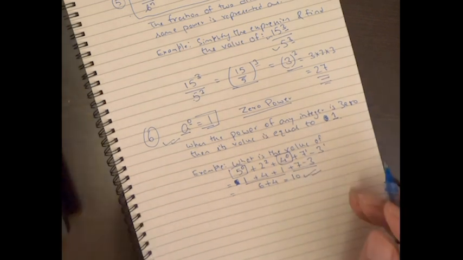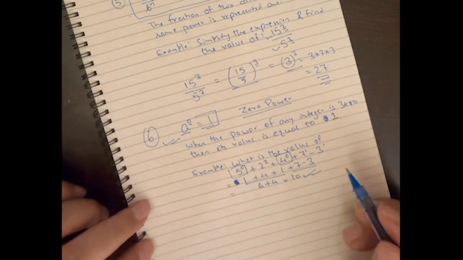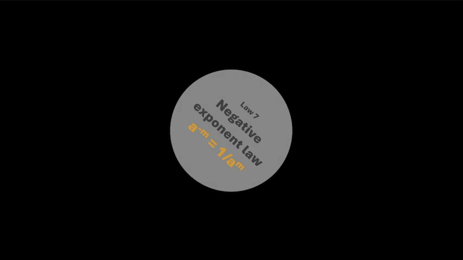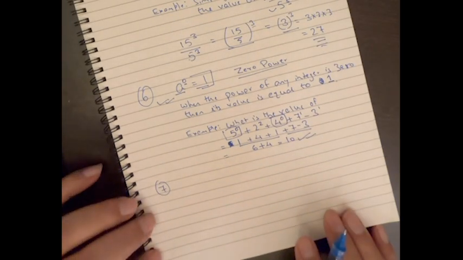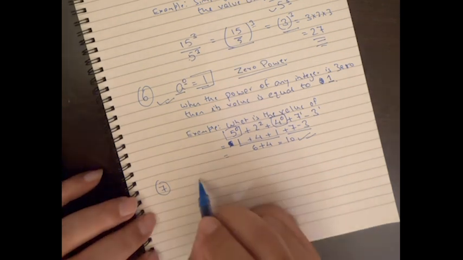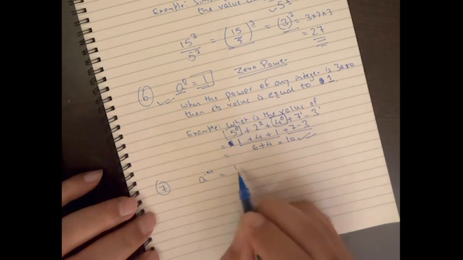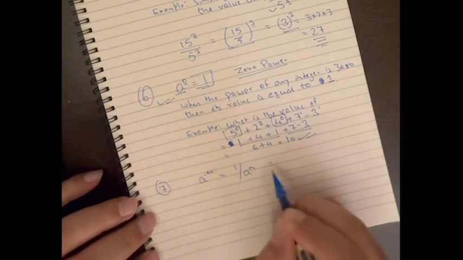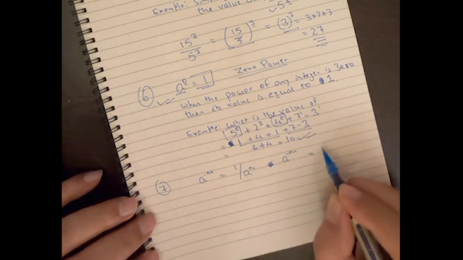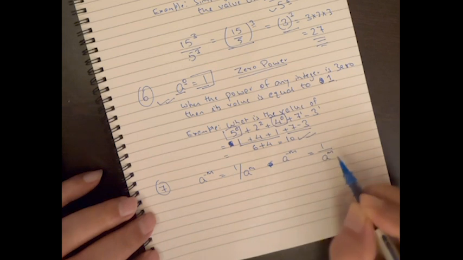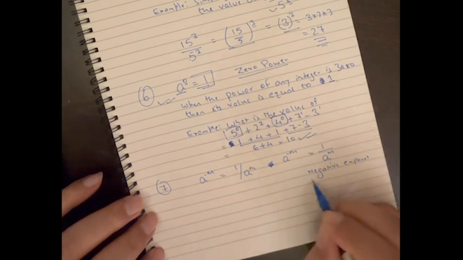We will now look at the negative exponent rule, which is basically rule number 7 or law number 7, and it looks like a raised to the power of minus m is equal to 1 by a to the power m. It can also be written as a raised to the power of minus m is equal to 1 by a raised to the power of m. And again, this is called the negative exponent rule.